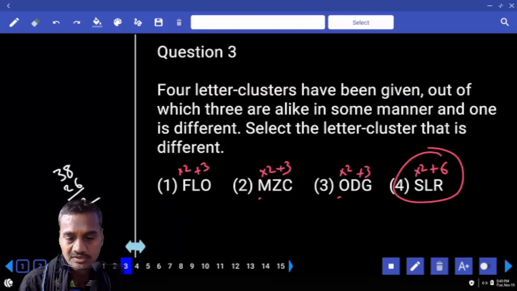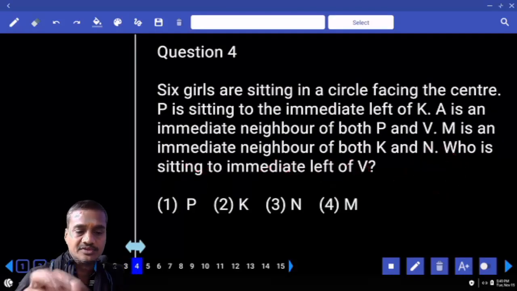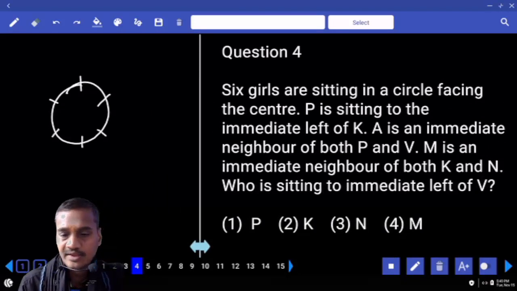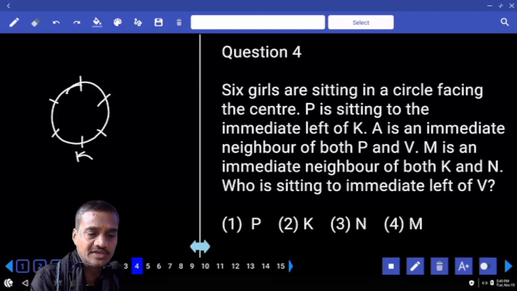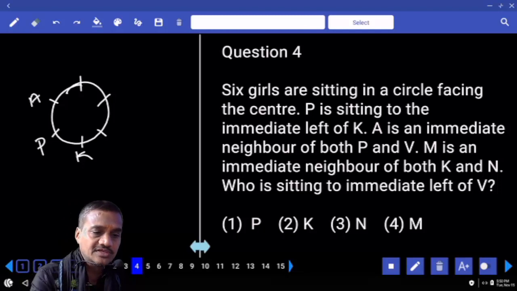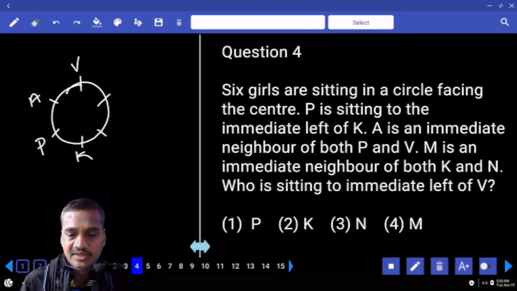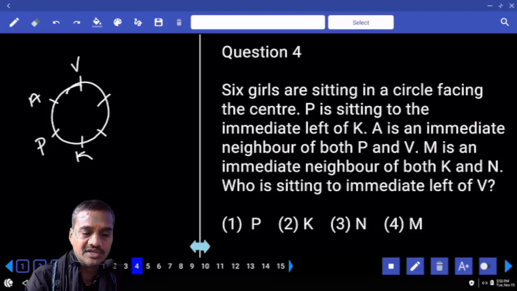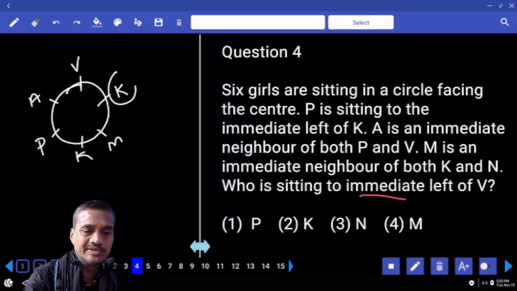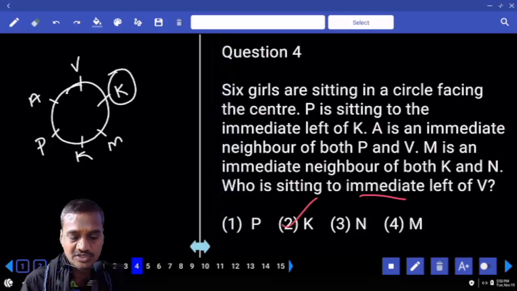Done with this? Then coming to question number 4. There are 6 girls seated in a circle facing towards the center. These 6 are seated around the circular table facing the center. P is sitting to the immediate left of K. A is an immediate neighbor of both P and V. M is an immediate neighbor of both K and N. Then who is sitting to the immediate left of V? K. That is choice 2 of question number 4.